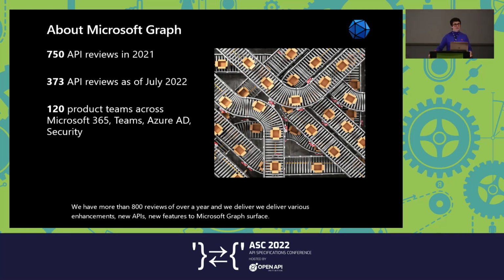So with this scale and with continuous growth, we face a problem. How do we scale it further? And basically how do we think about APIs? What does a good API mean for us?